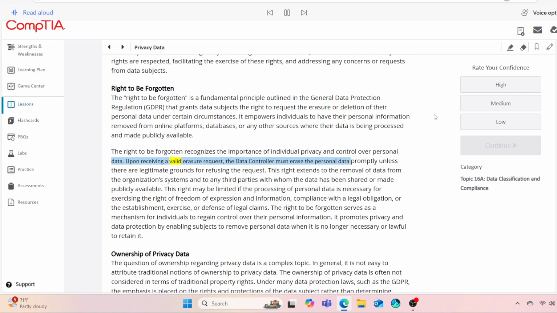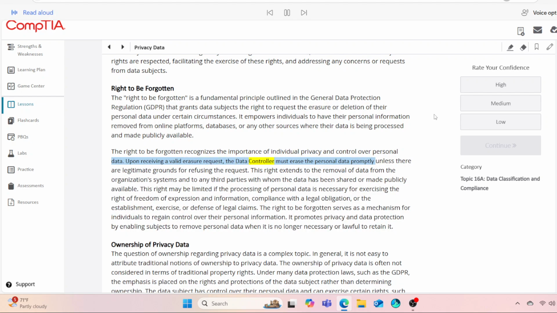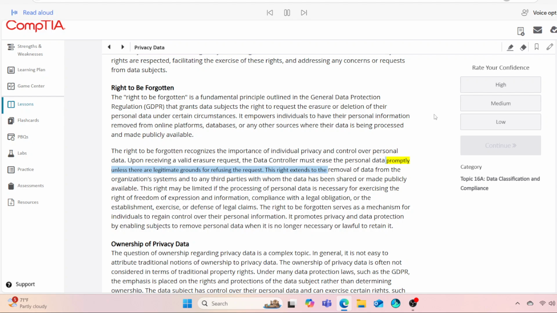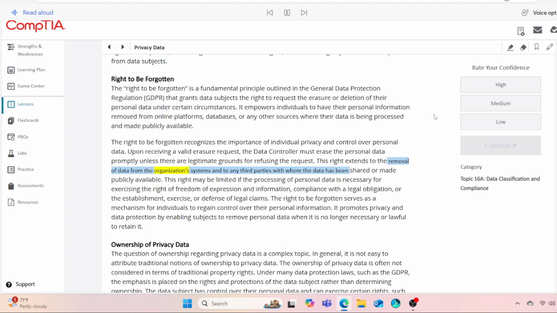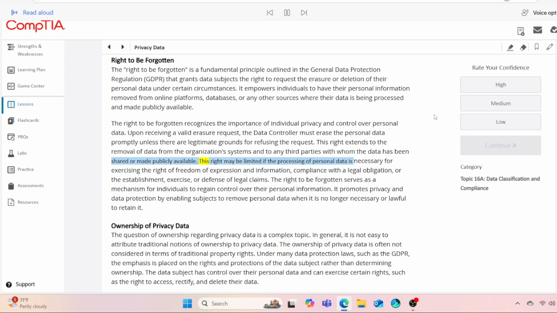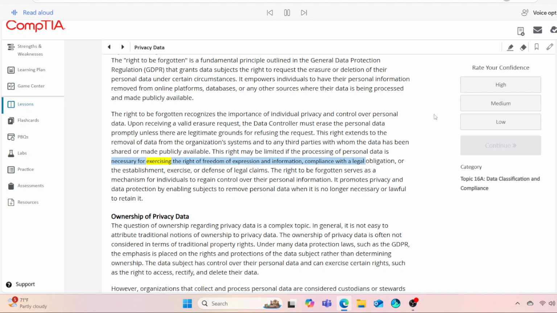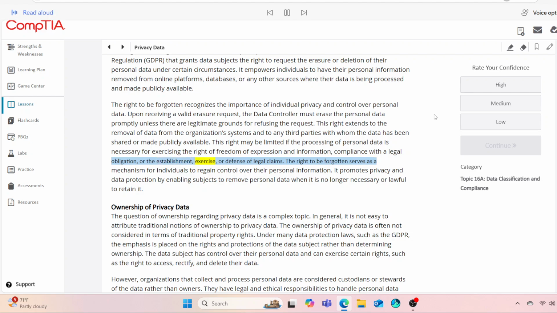Upon receiving a valid erasure request, the data controller must erase the personal data promptly unless there are legitimate grounds for refusing the request. This right extends to the removal of data from the organization's systems and to any third parties with whom the data has been shared or made publicly available. This right may be limited if the processing of personal data is necessary for exercising the right of freedom of expression and information, compliance with a legal obligation, or the establishment, exercise, or defense of legal claims.